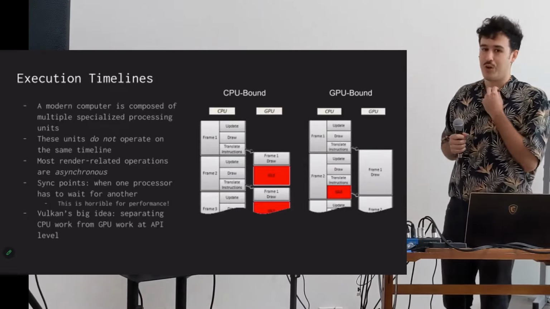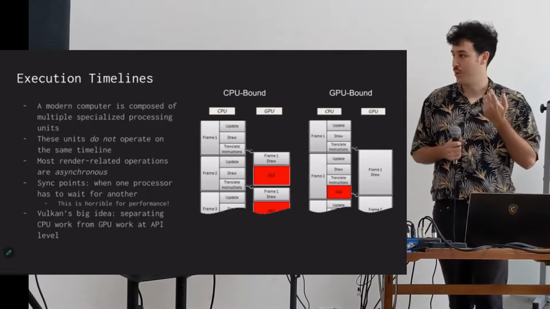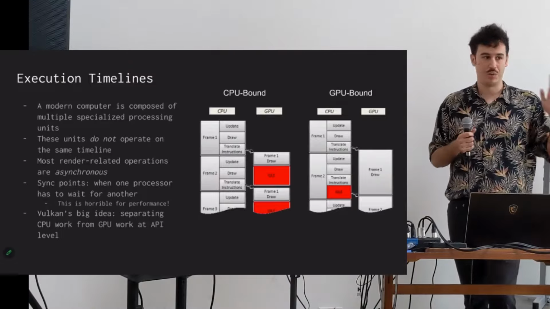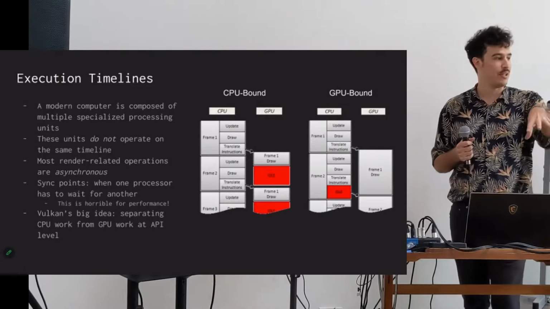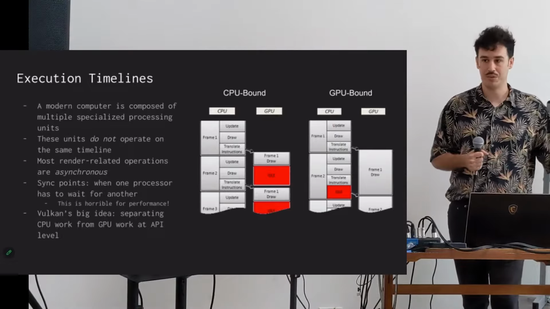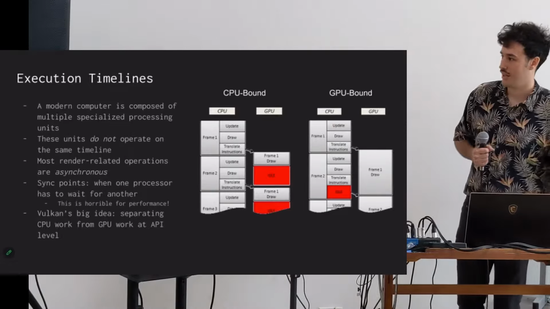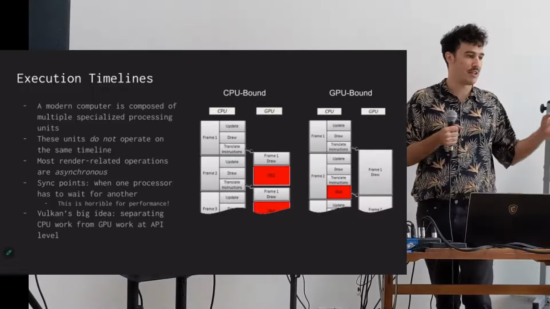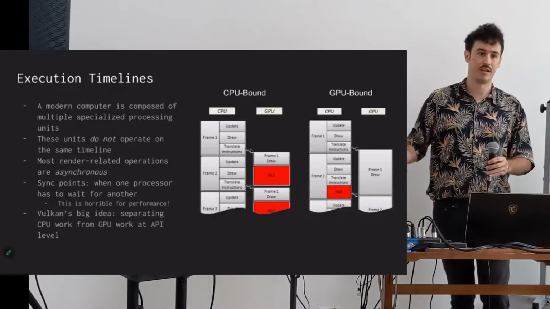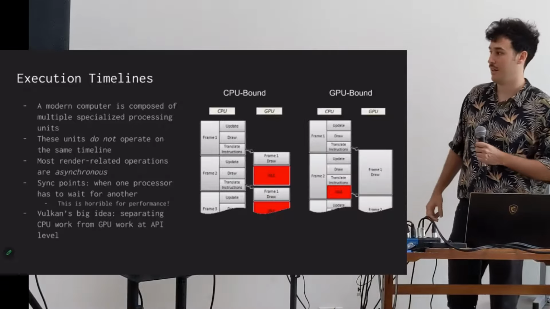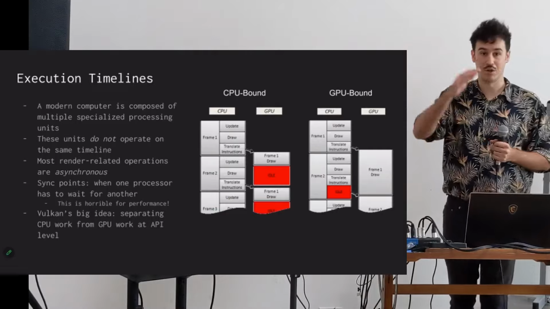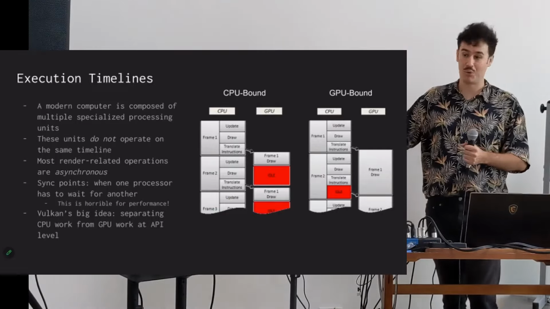So we're gonna get back into hardware land. I'm gonna talk about something called an execution timeline. What I've mentioned is that your CPU is completely different hardware from your GPU, and you would call that a co-processor in computer hardware terminology. You have separate processors running in parallel, and these are specialized. These things do not operate on the same timeline. They're not synchronized. This is very important.